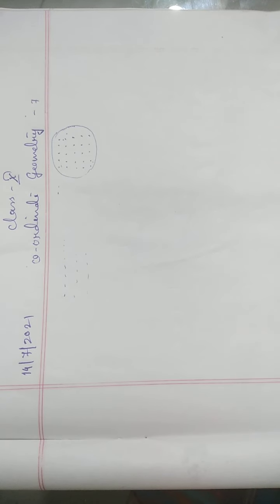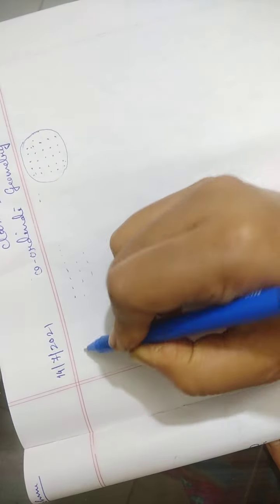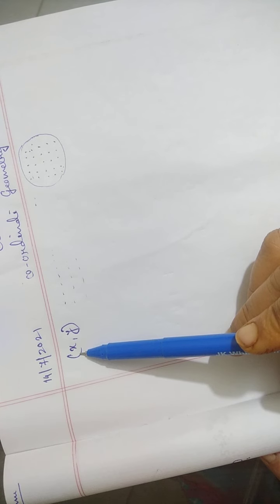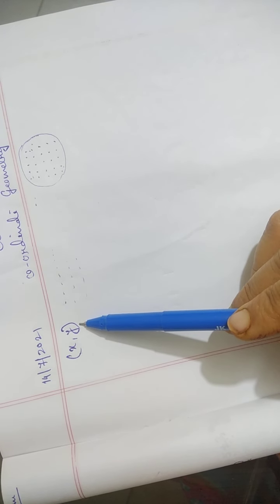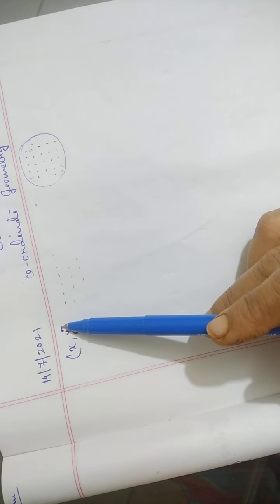Dear students, next chapter is coordinate geometry. Now coordinate, already you know what is coordinate. Coordinate is the value of x and value of y in a Cartesian plane. If you write together, then it is the coordinate. The value of x is called the abscissa and the value of y is called the ordinate, and together it is called the coordinate.